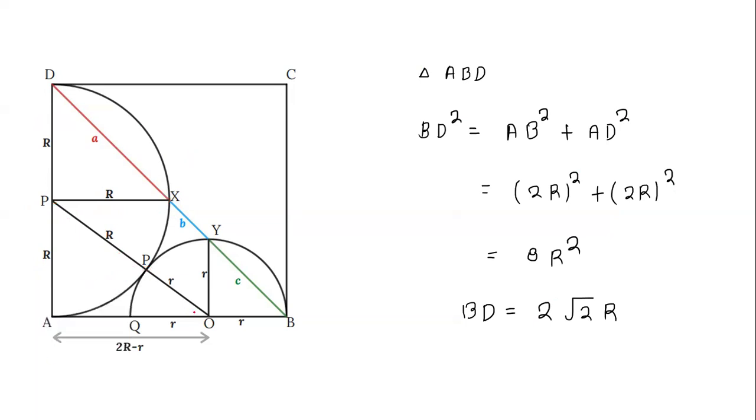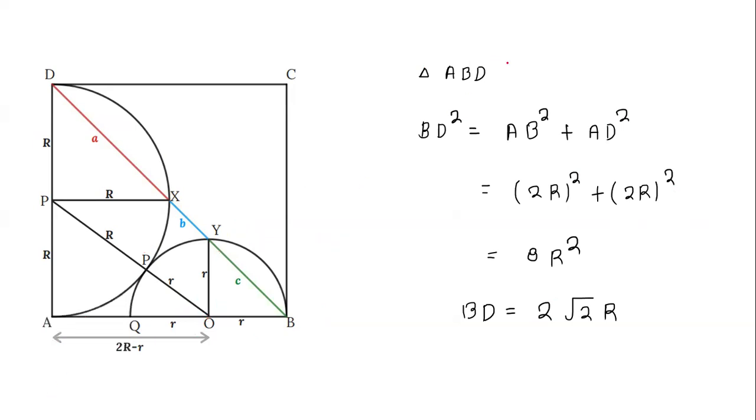Now assume this point O to be the center of the smaller semicircle, and we also know that this point Q, this point B, this point P, and this point Y all are lying on this smaller semicircle. Let's assume small r is the radius of this smaller semicircle. So this distance is small r, this distance is small r, this distance is small r, and this is also small r. Now we know these distances.